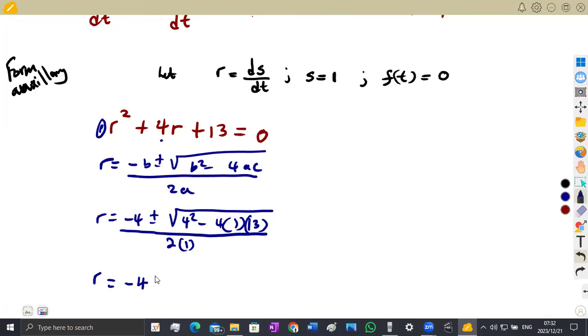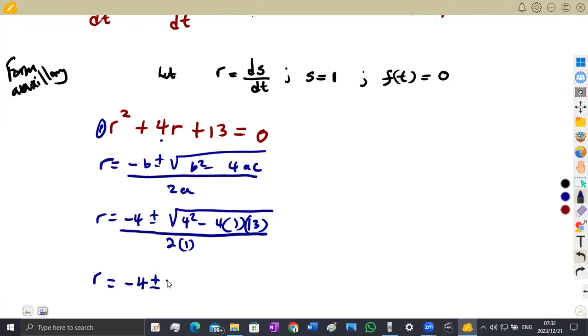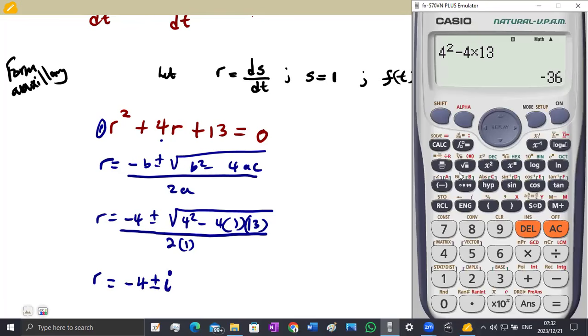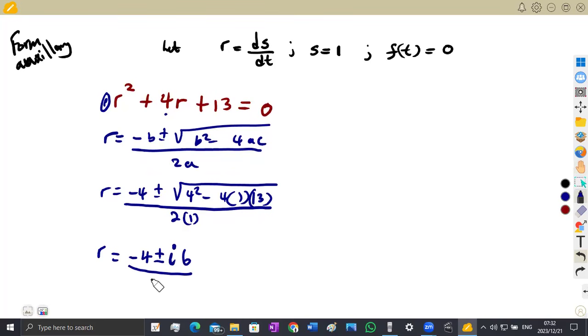So this is minus 4 plus or minus the square root of a negative, because it was supposed to be the square root of 36. We know that the square root of a negative is i in our complex. This is going to be i, then the square root of 36, which is 6. So the square root of 36 will be a 6. So this will be i6, or you can use a j in that case, all over 2.